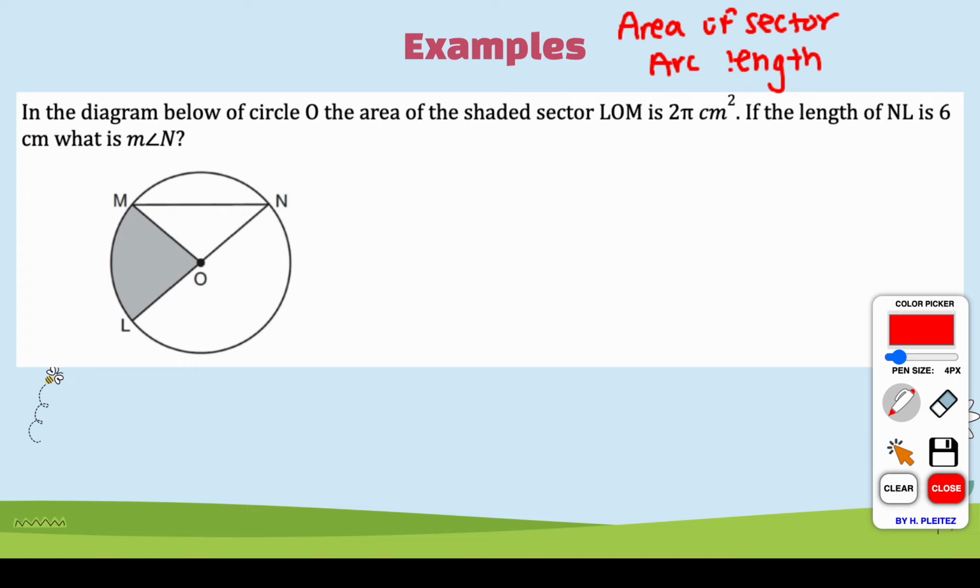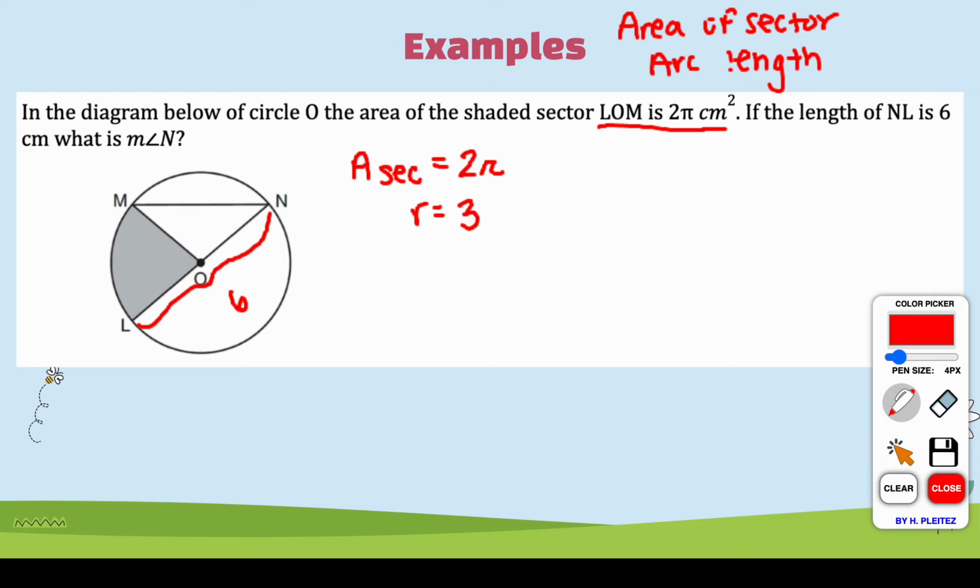It says in the diagram below of circle O, the area of the shaded sector LOM is 2 pi centimeters squared. So right now, I'm making my list right away. The area of my sector is 2 pi. Then it tells us the length of NL, which is this whole entire diameter here. That is 6 centimeters. But to be honest, I feel like the radius is a more important measurement. So in my list, I'm going to write that the radius is equal to 3.